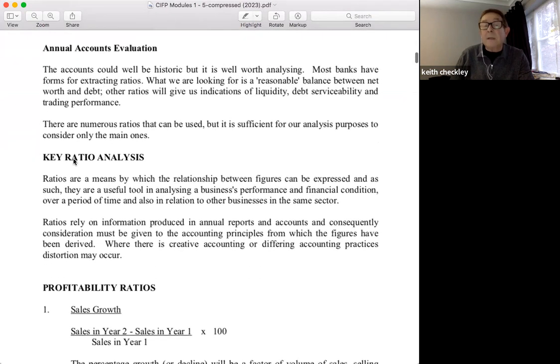Now, I mentioned the annual accounts. So the accounts, as I said, could be historic, but they're well worth analyzing. Now, lots of banks and institutions have forms for extracting the ratios. We're looking for a reasonable balance between the net worth of the business and the debt. And then other ratios will give us indications of the liquidity, the debt serviceability, and the trading performance.